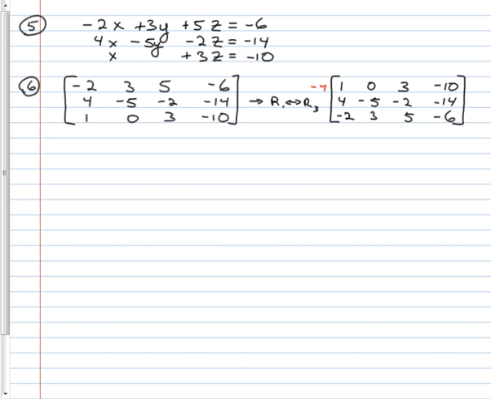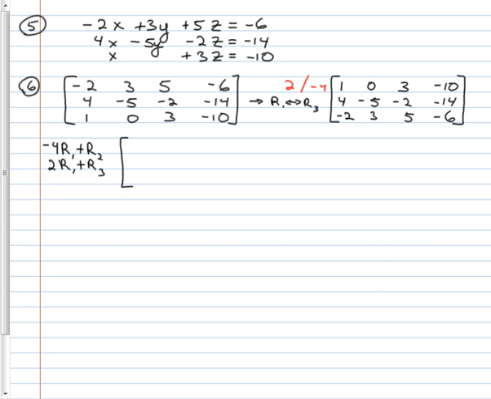How could I eliminate this negative 2 on row 3? Multiply it by 2 and add it. So here's what I'm going to do, and I'm going to write down what I'm doing. I'm taking negative 4 times row 1 and adding it to row 2. I'm going to take 2 times row 1 and add to row 3.